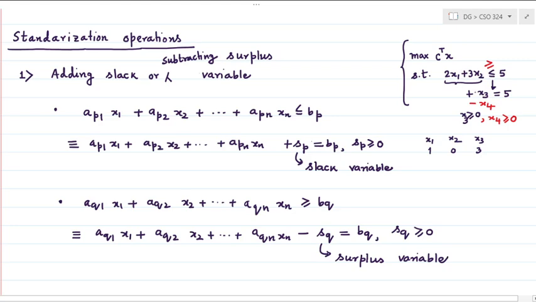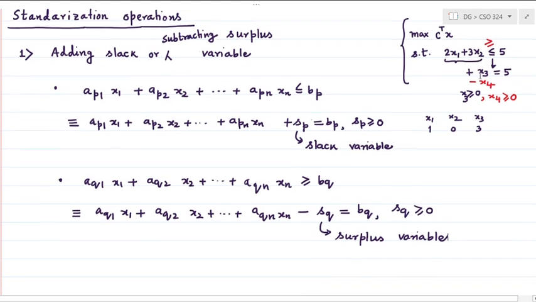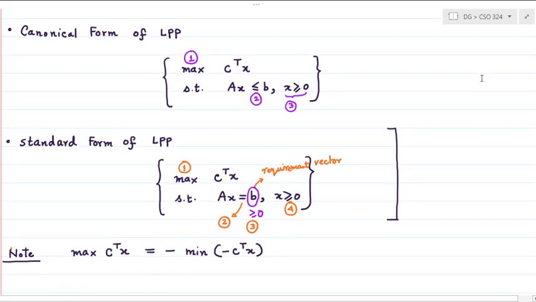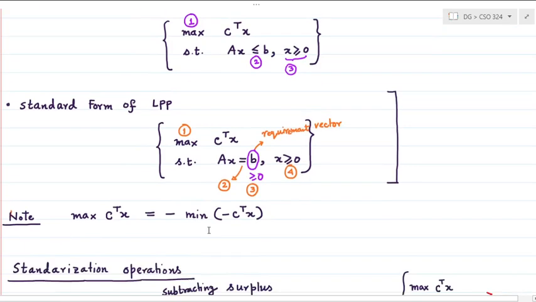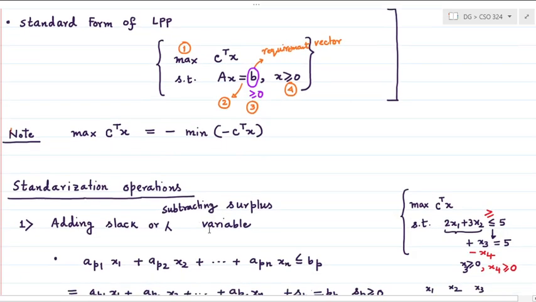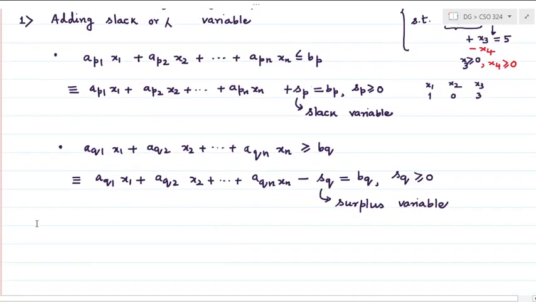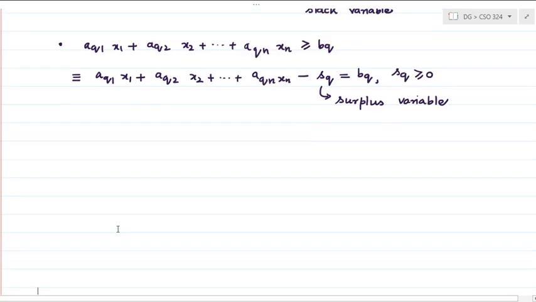Here, some of the variables may be unrestricted in sign, right? Maybe you have x1 greater than equals to 0, but x2 is unrestricted in sign. In that case, you know that in the standard form, you need to have all the components of the variables non-negative, right? And therefore, if one or more variables are unrestricted in sign, that variable must be replaced by variables containing non-negativity restriction. How can we do that?